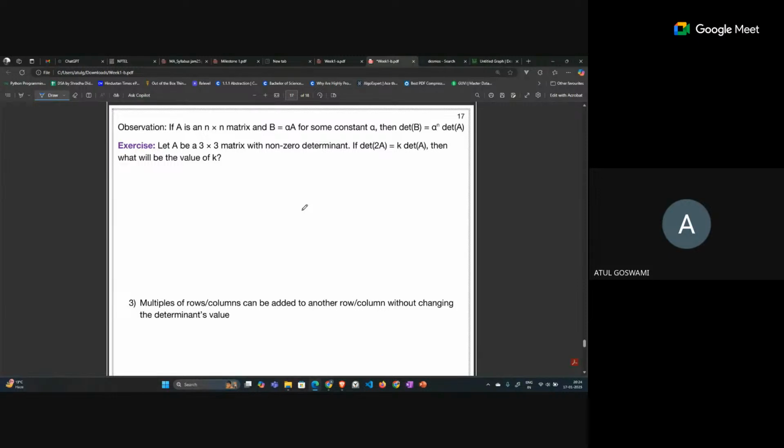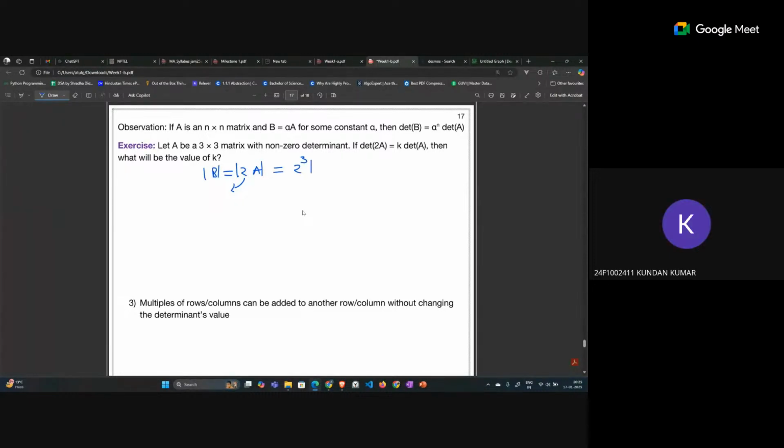Observe this property. In the previous question, you observed that the entire matrix is some alpha times A, or to be specific, it was 2 times A. So when we find the determinant of both sides, and take a constant outside of the determinant, what will happen?